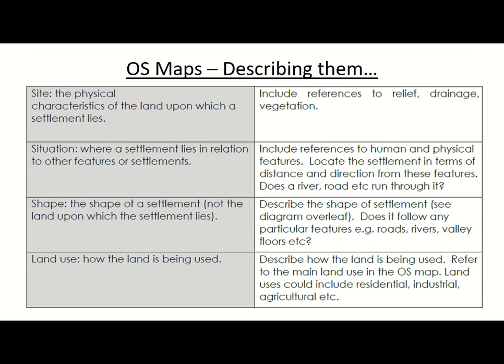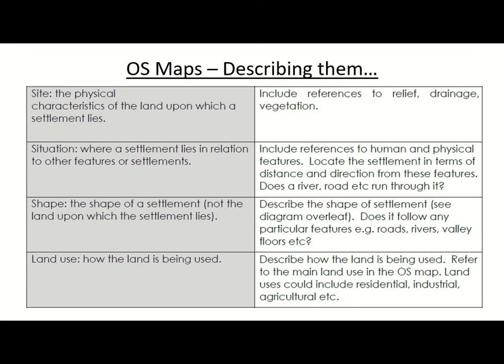Situation: where is that place and what's around it? Again, think about both physical and human features with regards to situation. So roads as a human feature, ports, airports, for example, but also physical features, again, other rivers, other things that might be close to it, like a coast, a sea coast, for example.